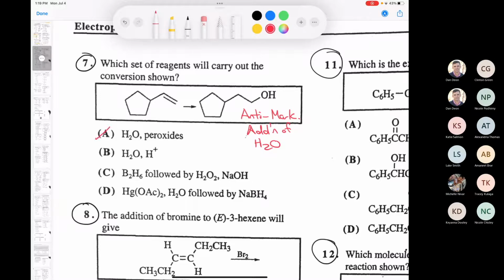It's not A. There's no conditions that we look at. A is nothing. This would be Markovnikov addition. But this is hydroboration, oxidation, which is anti-Markovnikov addition. So the answer is C. This is Markovnikov addition as well. Just looked at that a few minutes ago.